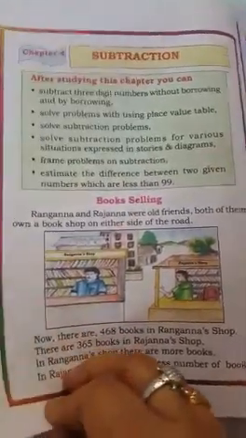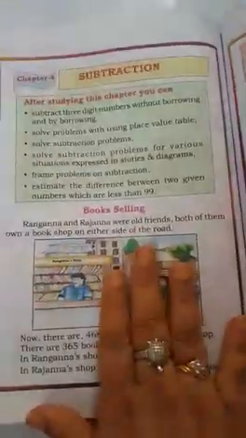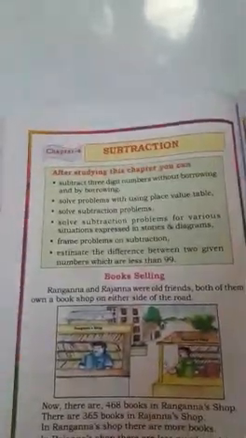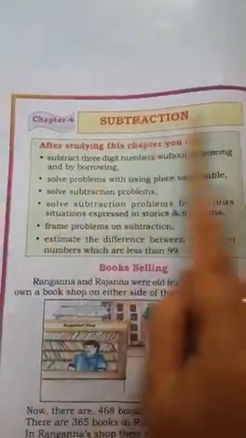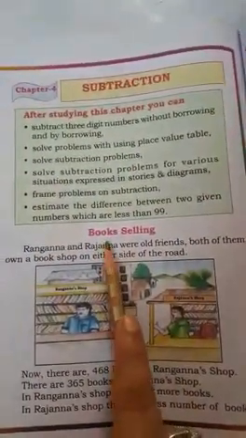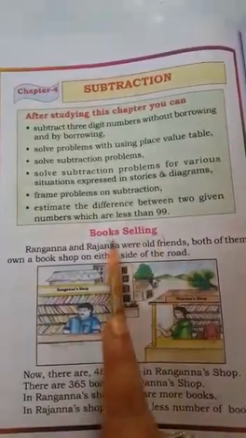So today we are going to start with a new lesson, that is subtraction. Okay, what is there in subtraction? Chapter number 4, that is subtraction. So this is book selling. So what is meant by book selling?